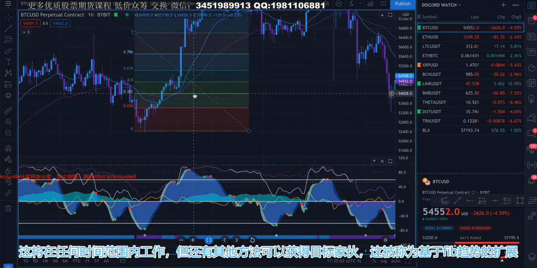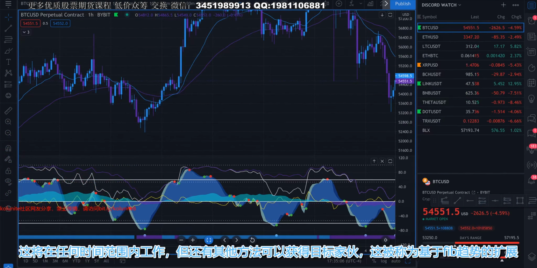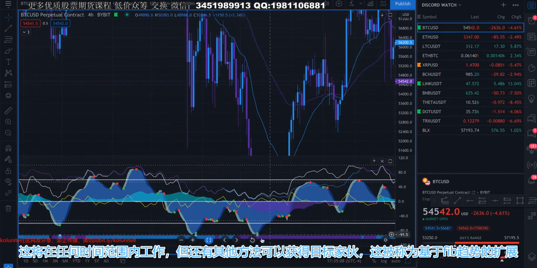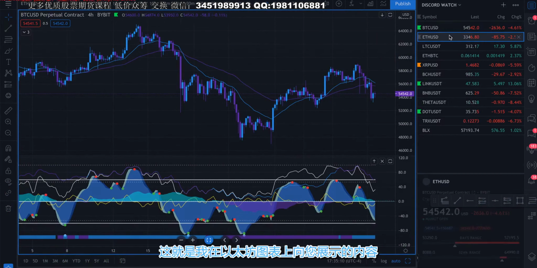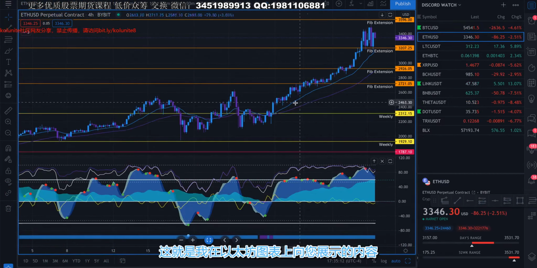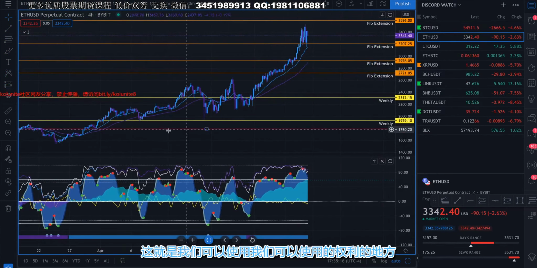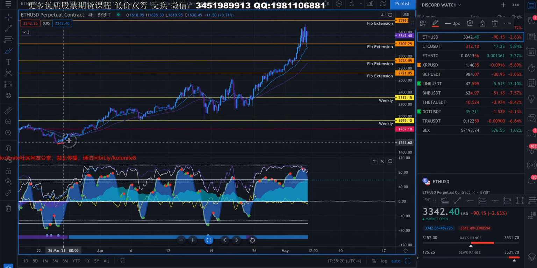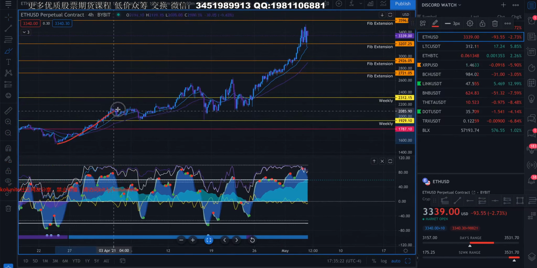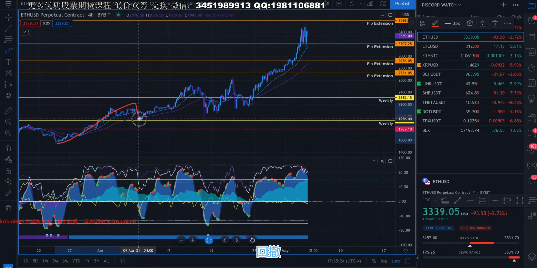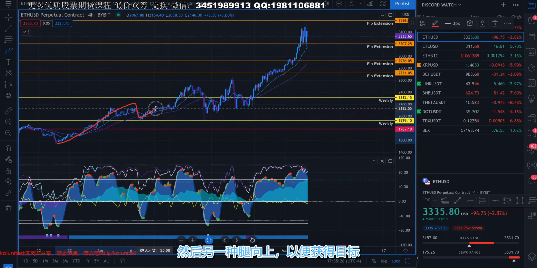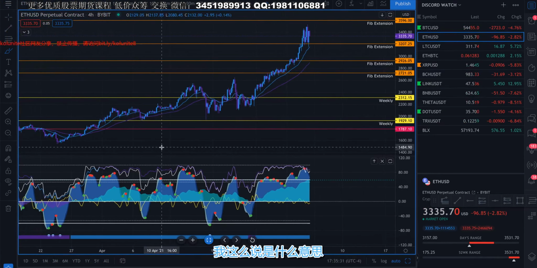But there's other ways to obtain targets, guys, and that is called the fib trend-based extension. That's what I was showing you on this Ethereum chart. Right here, these are trend-based extensions, and this is where we can use a leg up, a retracement, and then another leg up in order to obtain targets. So, what do I mean by that?